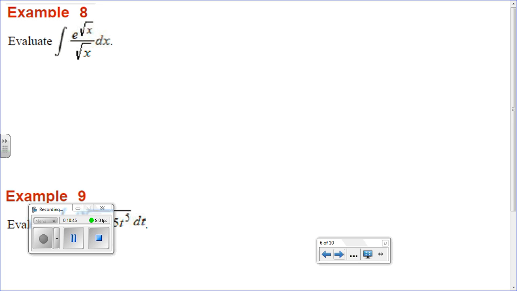So what do you guys think we should make u equal? Well, let's look at it. What is one thing that repeats in both numerator and denominator? The square root of x. Not e. And if you think about it, the integral of e to the x is very easy, right? What would that be? E to the x plus c. Right? So instead of making that u, let's use the square root of x.